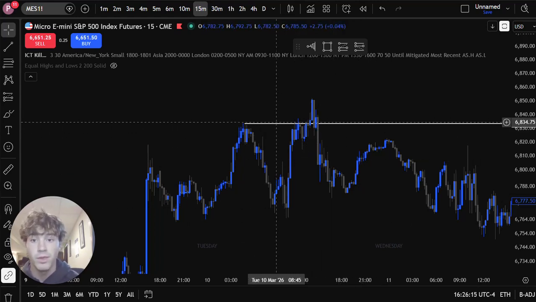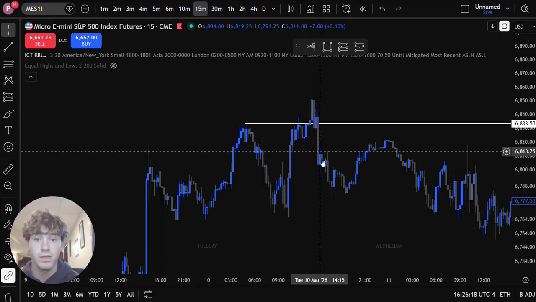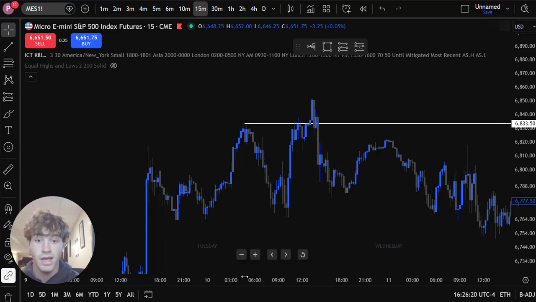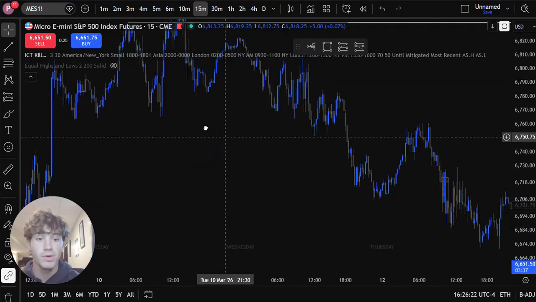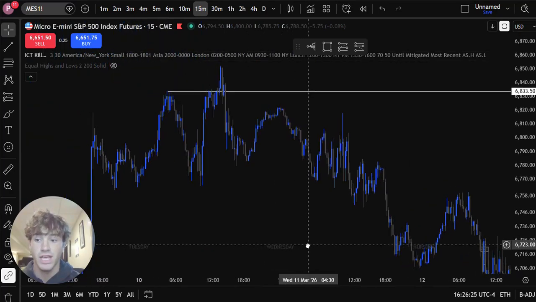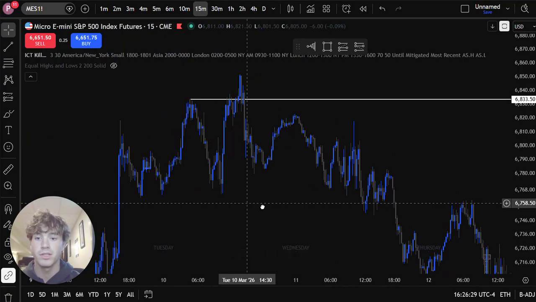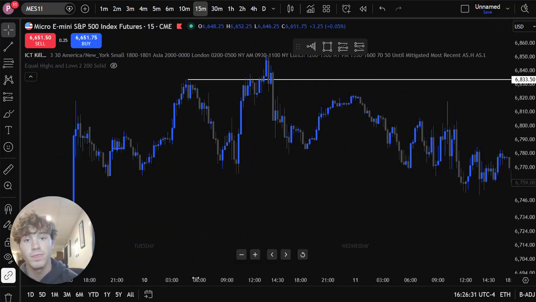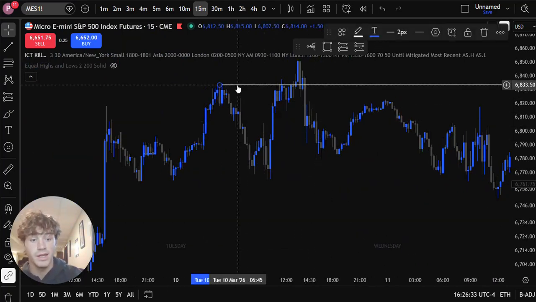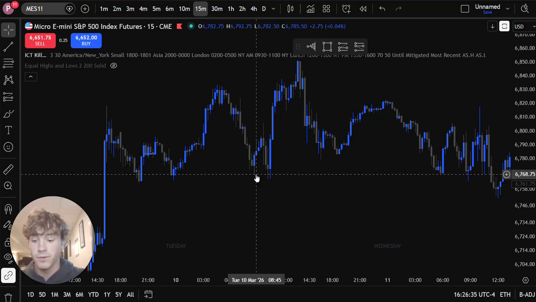So right here, we take out this high and start showing signs to the downside. We chop a little bit, and then we ultimately end up delivering after taking out that level. So it's important to be able to spot those. And then again, before we get the pump to the upside, we have a liquidity sweep right here.